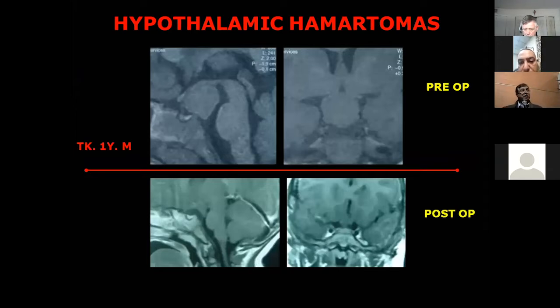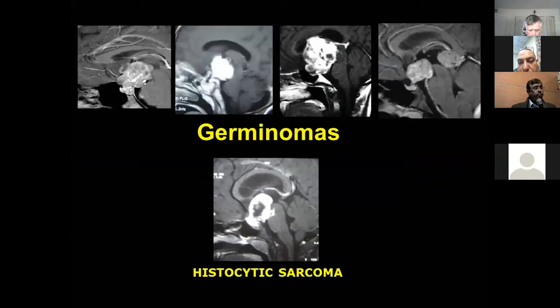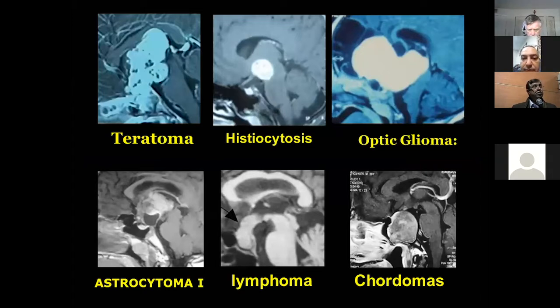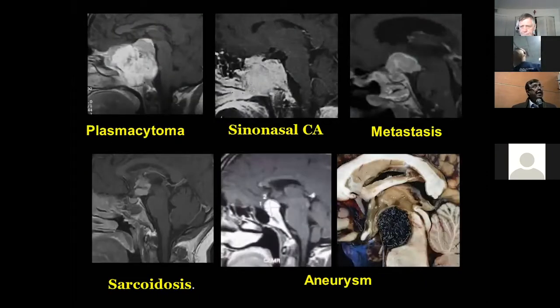One case of mine also is the hypothalamic hamartomas. I think we'll address this in another future lecture. Germinomas, histiocytic sarcoma, teratoma, histiocytosis suprasellar. The largest optic glioma in literature, it's mine. Astrocytoma, lymphoma, chordoma, plasmacytoma, sinonasal carcinoma, metastasis, sarcoidosis, aneurysm in that area. All these are included in the differential diagnosis. And they should be in your mind whenever you see a patient like this.